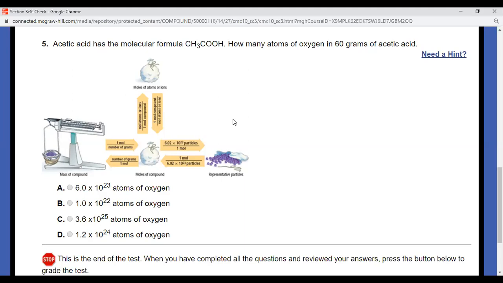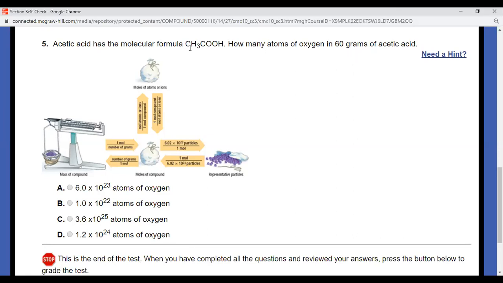Number of moles equal mass of substance divided by molar mass. Mass of substance equal what?